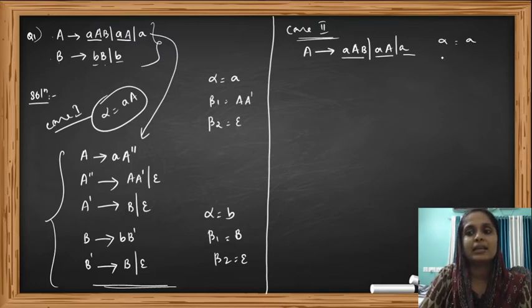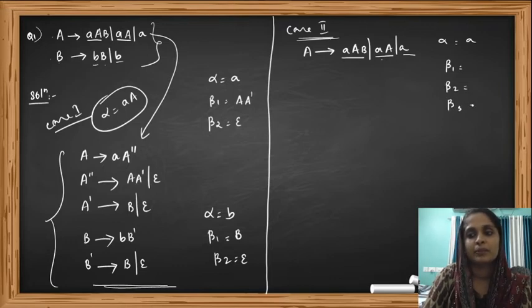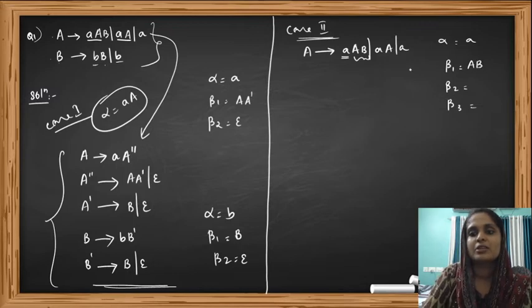And then in that case, what will be the values of beta? Here we considered 3 terms, right? So there will be beta 1, beta 2 and also beta 3. So what are the values of beta 1, 2 and 3? Beta 1 means in the first term what comes after alpha is our beta. So this small letter a is our alpha, right? So AB is our beta 1, AB. And what's the value of beta 2? What comes after alpha is our beta 2. So beta 2 will be A. And what's beta 3? Here there is only alpha. Nothing comes after alpha, right? So beta 3 is epsilon.